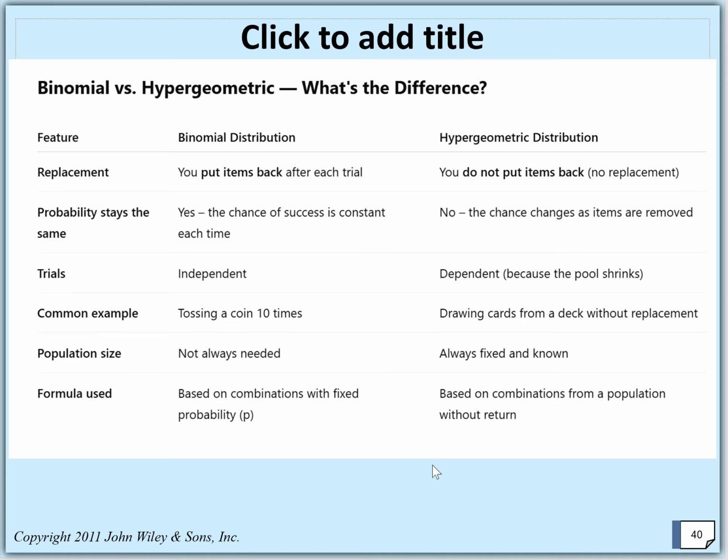Then population sizes. In binomial distribution, you don't need the population size. In hypergeometric distribution, it is always fixed and known. The formulas used for binomial are based on combinations with fixed probability. But in the case of hypergeometric, they are based on combinations on a population without return, which means it keeps on changing the probabilities.